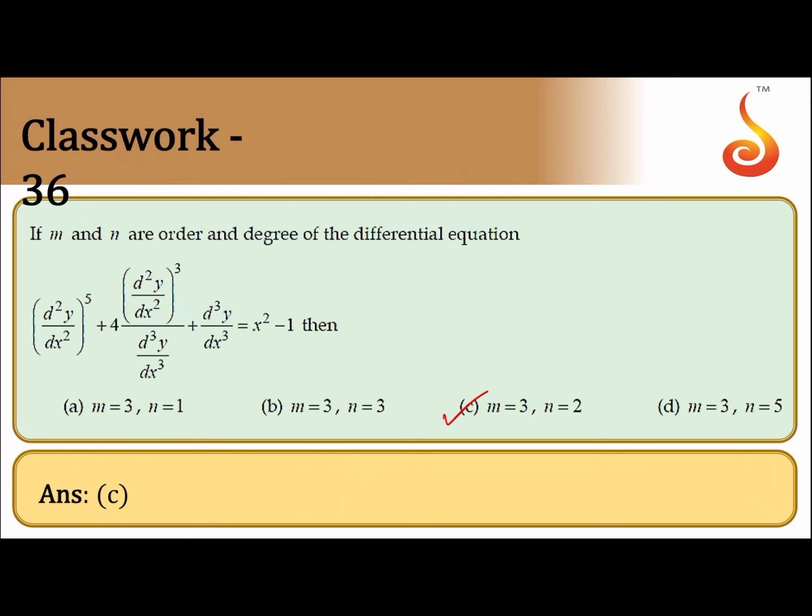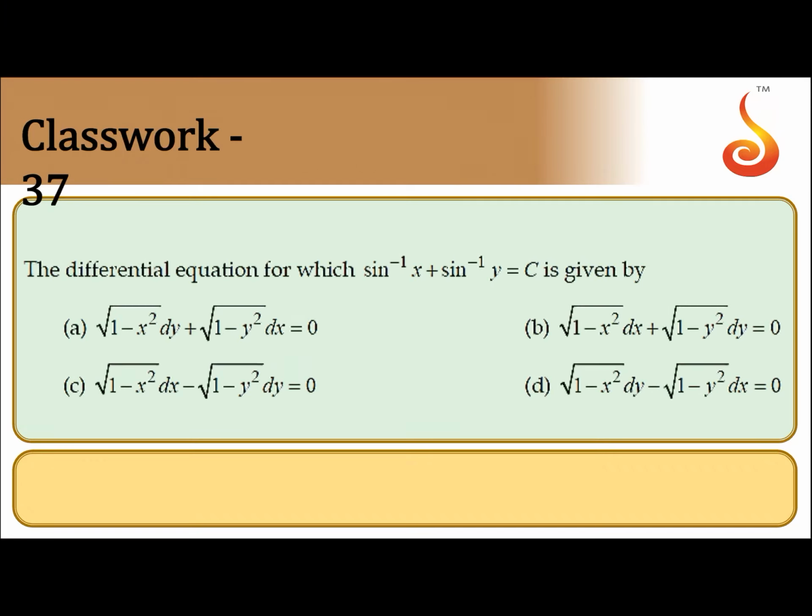Yes, of course, m equals 3, n equals 2. Coming to the differential equation for which sine inverse x plus sine inverse y is equal to C, given by just simple derivative and eliminating C. Sine inverse x plus sine inverse y is equal to a constant. Derivative is 1 by root of 1 minus x square, plus 1 by root of 1 minus y square into dy by dx is equal to 0.